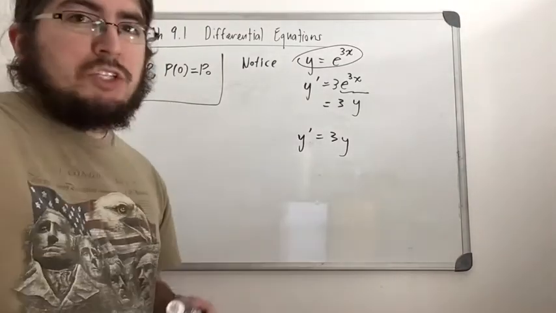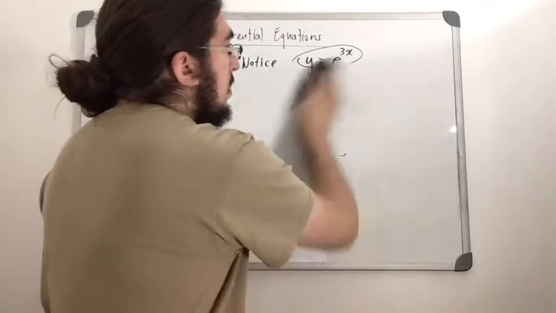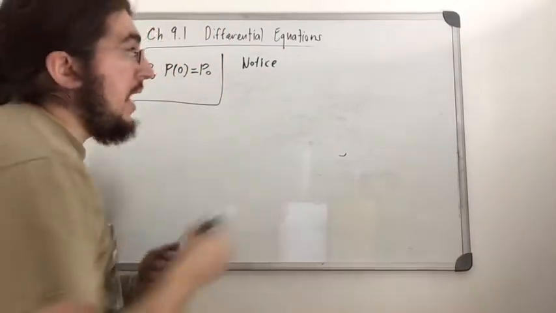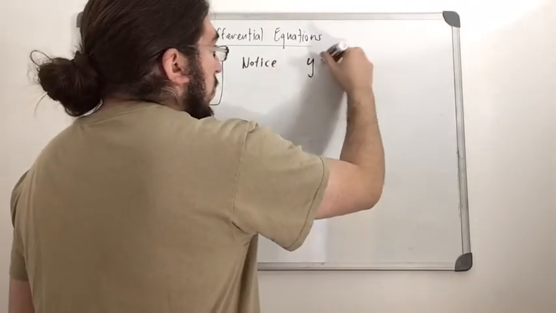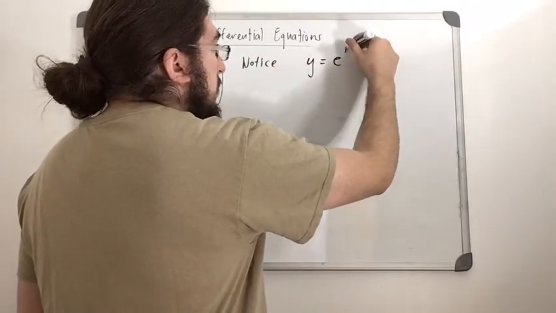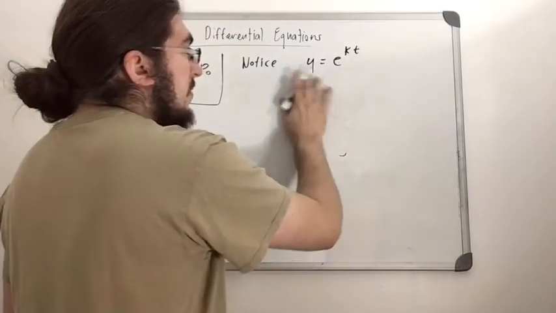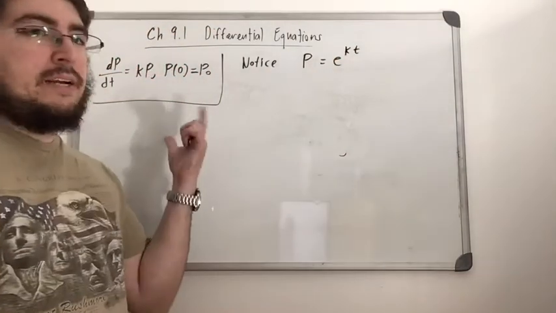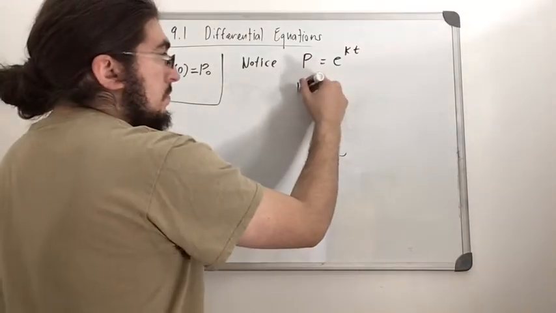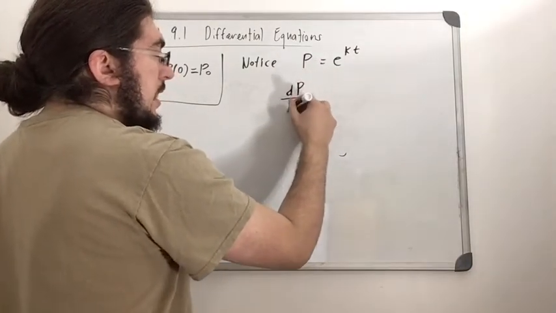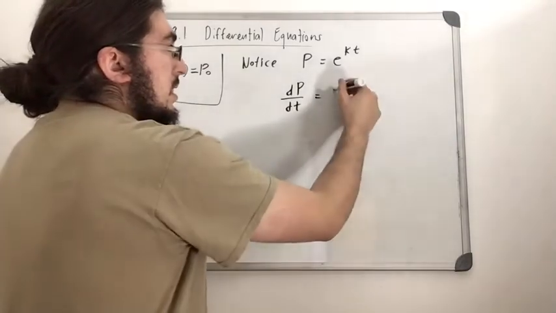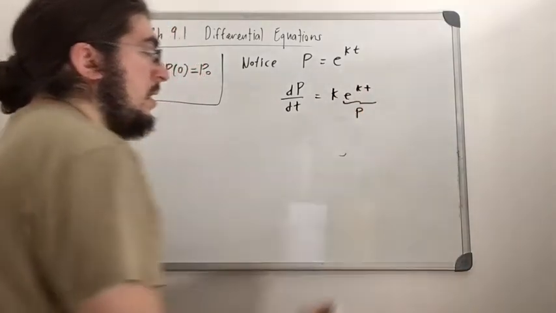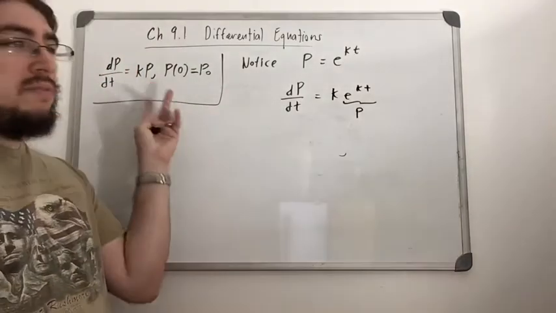And in fact, if we generalize this and let that number be k, y equals e to the kt. And just to remind us more of the application here, what is dP/dt? It's k e to the kt.